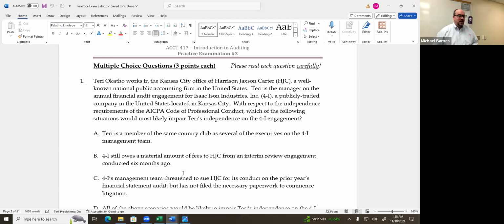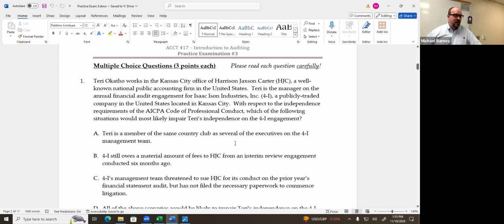So Terry Ocatho works in the Kansas City office at Harrison Jackson Carter. What do you think about that name for an accounting firm? Yeah, they're very reputable firm. They are, but they're a well-known national public accounting firm in the United States. Terry is a manager on the annual financial statement audit engagement for Isaac Eisen Industries Incorporated, or 4i, a publicly traded company in the United States located in Kansas City.